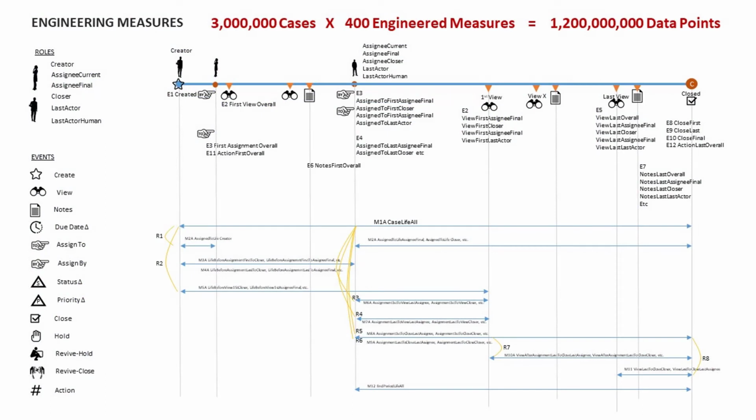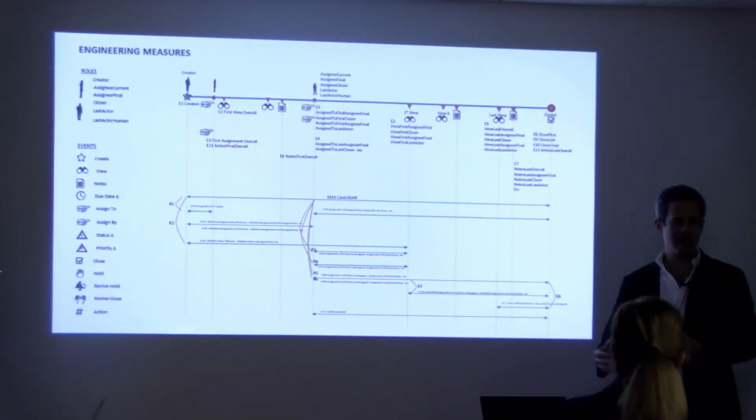In fact, we're able to come up with 400 measures for every case. There's 400 different things that we're looking at. Was it closed without someone looking at it? Was it closed by the same person that opened it? What was the ratio of time that it took between the time they first got it and looked at it to the time that they closed it, et cetera?